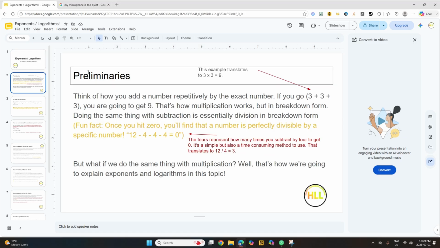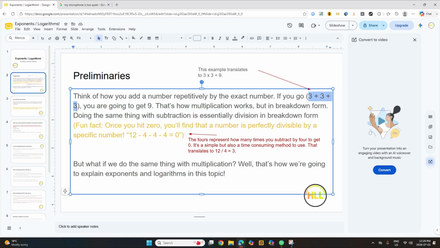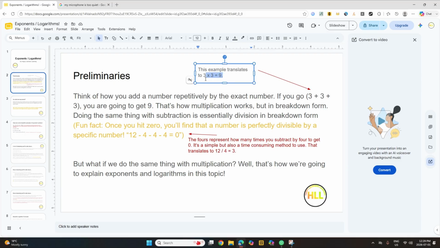So, moving on to the preliminary section, I have listed a bunch of beautiful examples that show us the way exponents work. Now, think of this way. If you have 3 plus 3 plus 3, essentially you're counting out the number of 3's, and you're using the number of 3's right here as a multiplier that gets all the 3's up to 9. This example translates to 3 times 3.